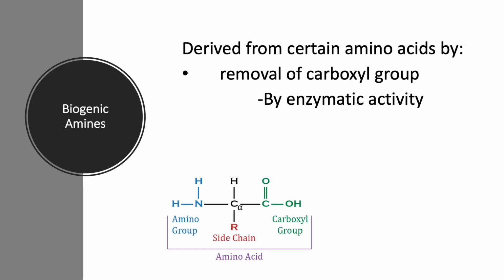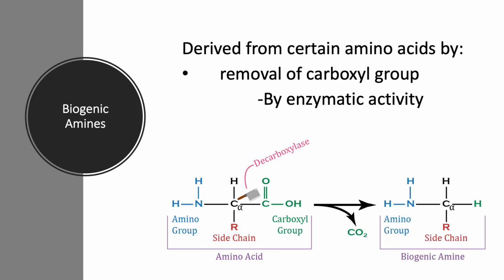Next up, we have the biogenic amines. So these are derived from certain amino acids by removal of a carboxyl group. So looking at our amino acid down here at the bottom, we can cleave off our carboxyl group. We're using that enzyme decarboxylase, and we are left with some type of biogenic amine. But this is going to depend on this functional group here. This is how we differentiate them. So let's take a look at the different functional groups.